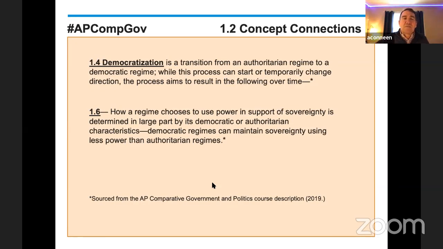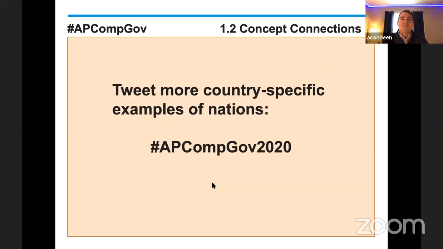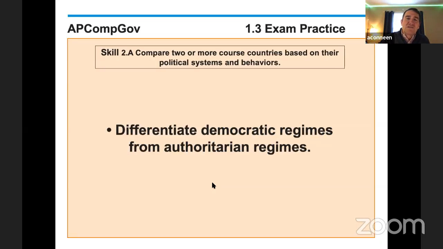You're going to see that in a couple of days, I'll be bringing these concepts up again in topic 1.4 about democratization, and later in 1.6 when we're talking a little bit more about sovereignty and how democratic regimes can maintain sovereignty. So if you have more country-specific examples of nations, I would invite you to put those country-specific examples at hashtag APCompGov2020.